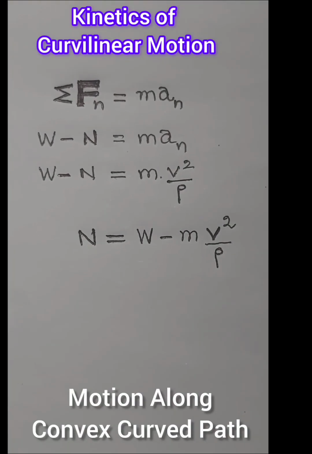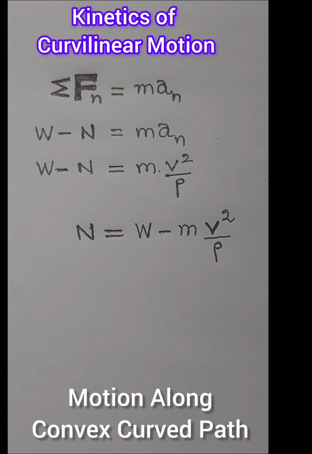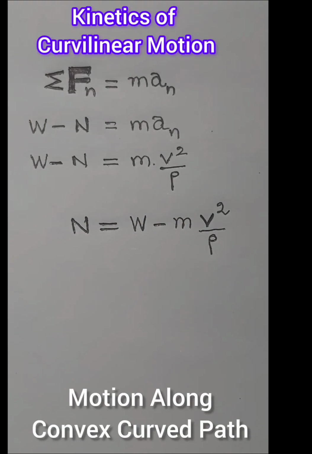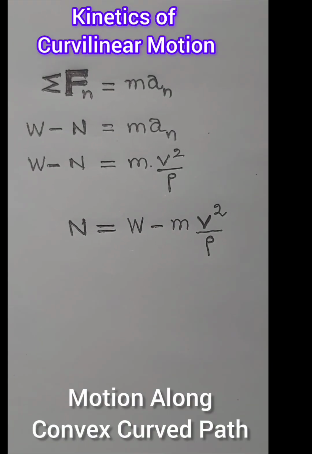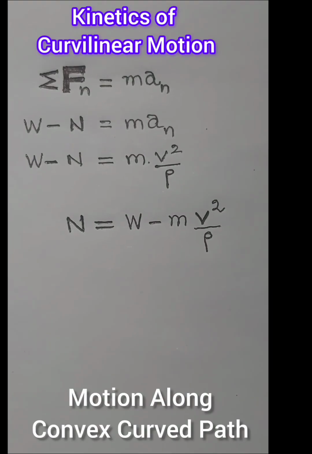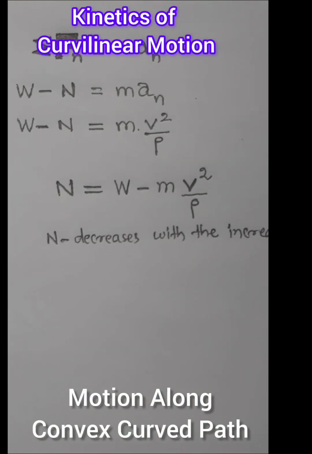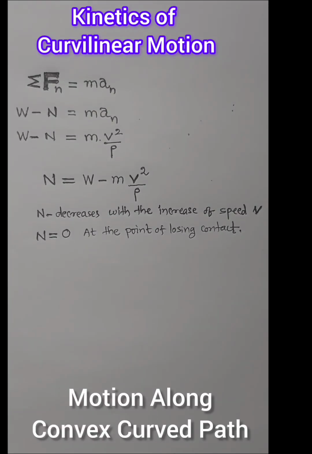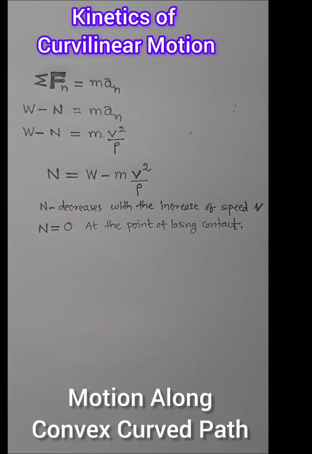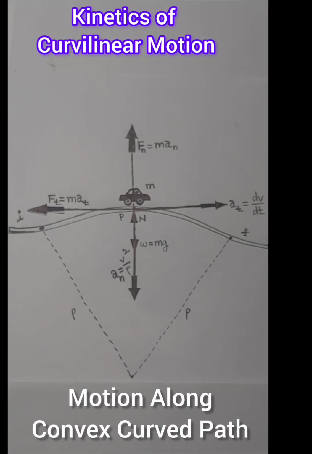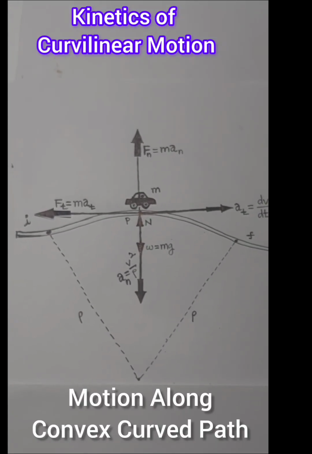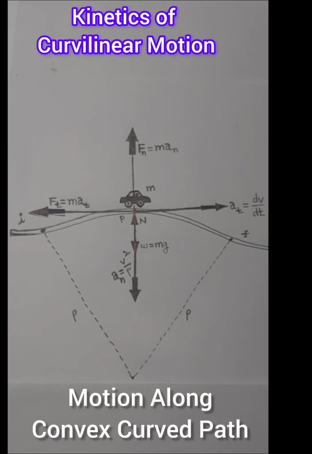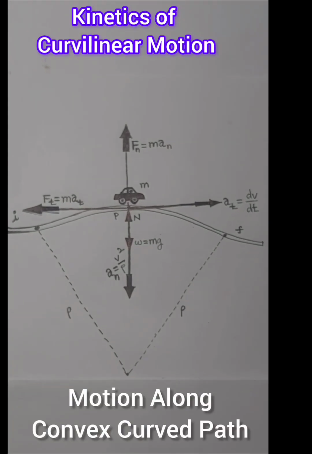By following this normal reaction force equation, we can say the normal reaction force decreases with increasing speed and becomes zero at the point of losing contact. When you apply the equilibrium equation along the tangential direction, we can get summation Ft exactly equal to m at.